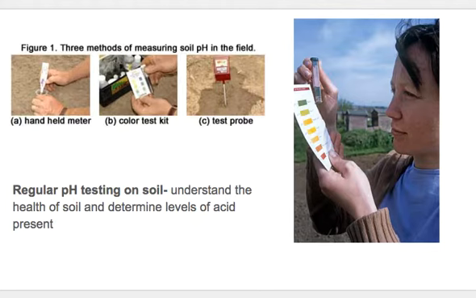So firstly, with soil acidification, regular pH testing on soil can be a great way to understand the health of your soil and determine the levels of acid present. And farmers can do this in 3 different ways. There are 3 methods, as you can see on your screen. There's a handheld meter. There's also a colour test, which this lady here is using to understand the pH level of the soil, and also a test probe, which you can use.